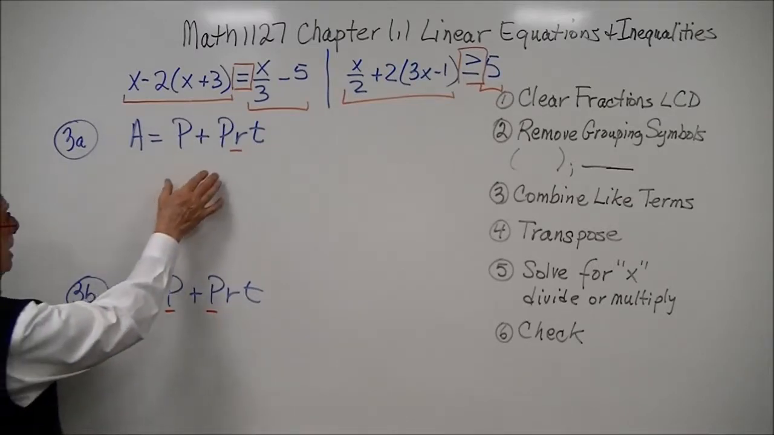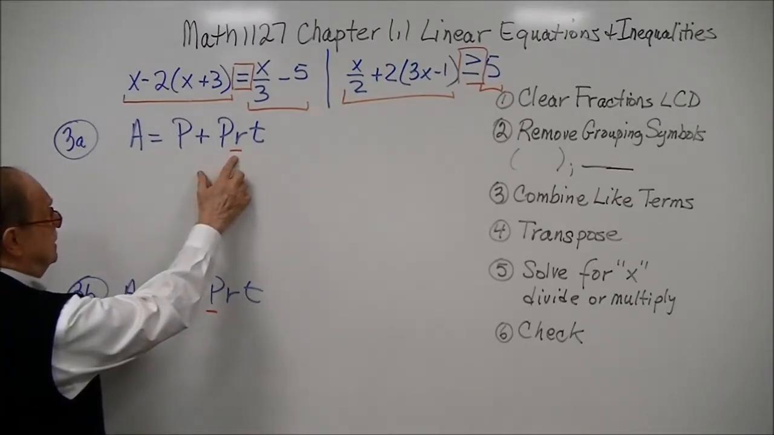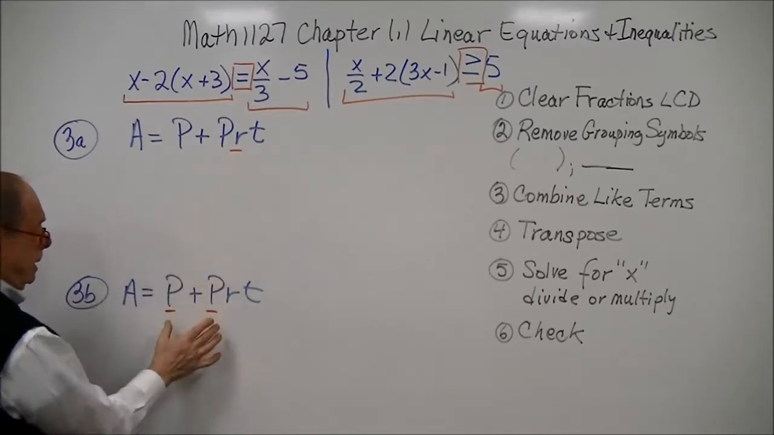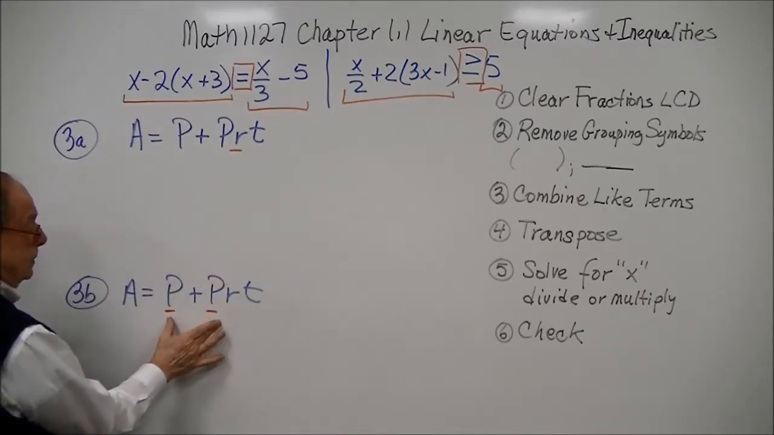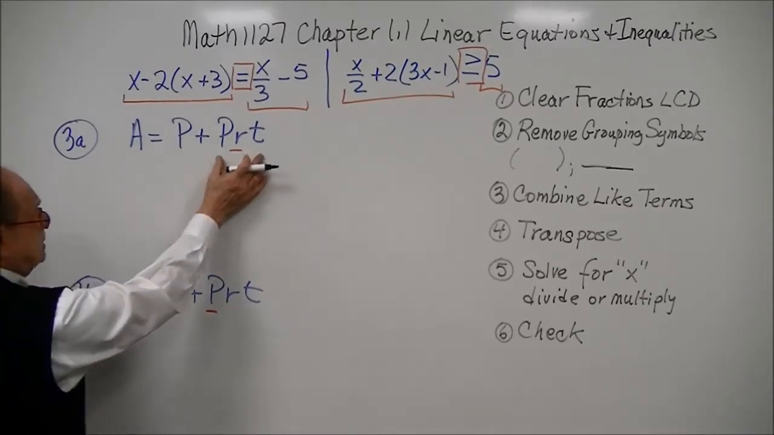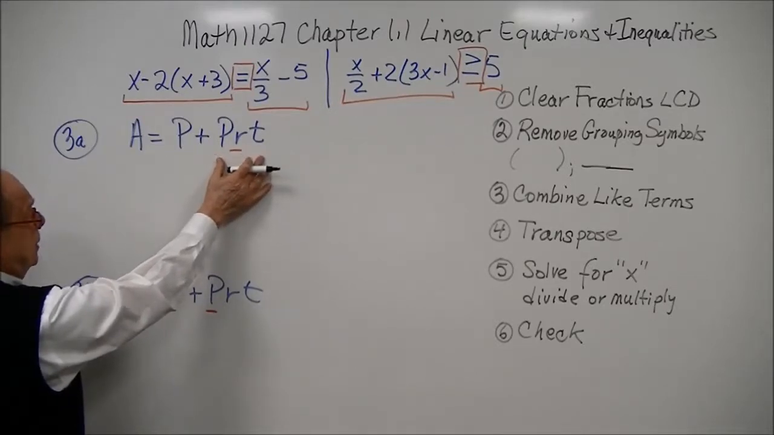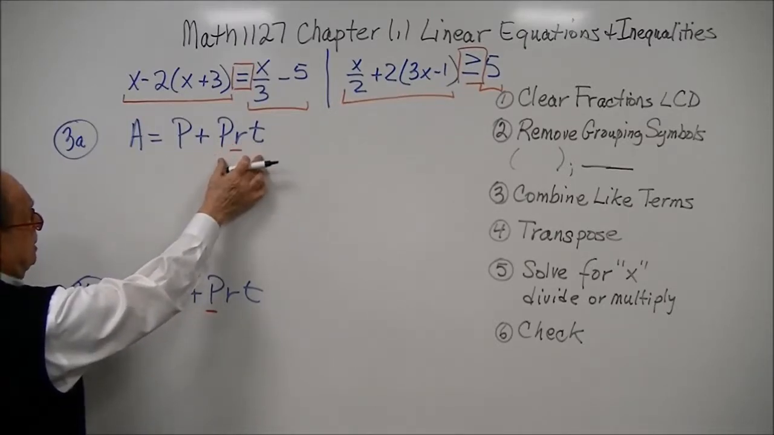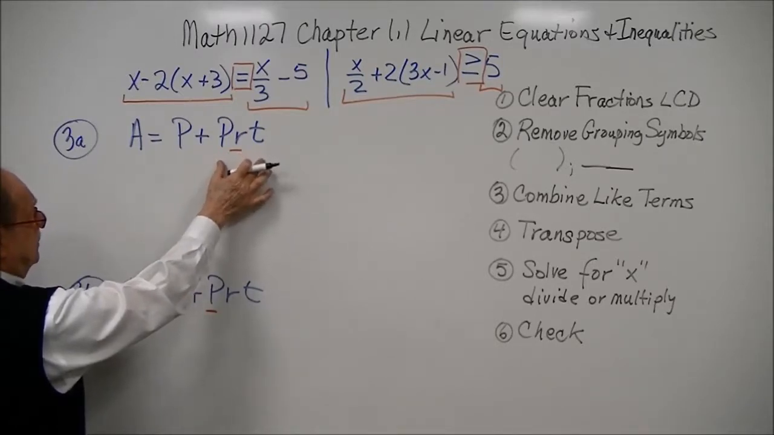Well, we want to solve this equation, this formula for the letter R, and then later we're going to solve the same equation for the letter P. And what techniques are involved? Well, the first thing we need to do is to isolate the term we're looking for, which is R. So R is in this term. We want to get R all by itself.